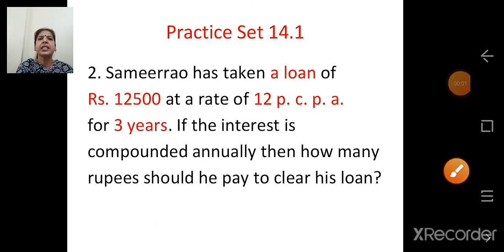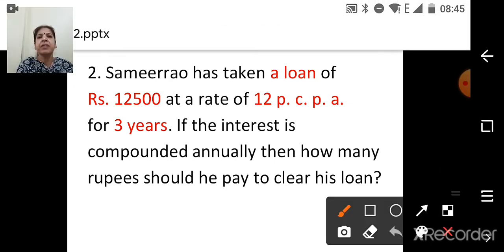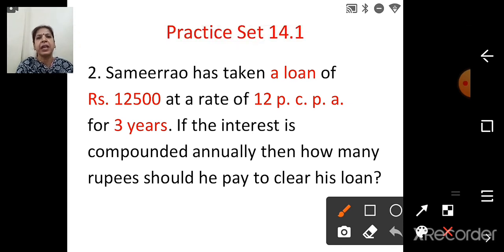Now this is the second sum of practice set 14.1. The first one was in the form of a table. Now this is a word problem. Samir Rao has taken a loan of rupees 12,500 at a rate of 12% per annum for 3 years. If the interest is compounded annually, then how many rupees should he pay to clear his loan? In the previous sum in the table, everything was clearly given, P, R and all. Here we have to find them.